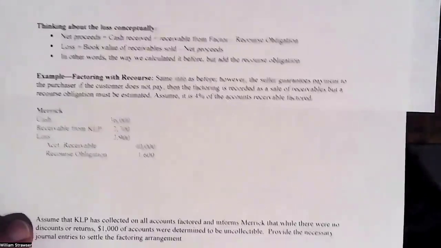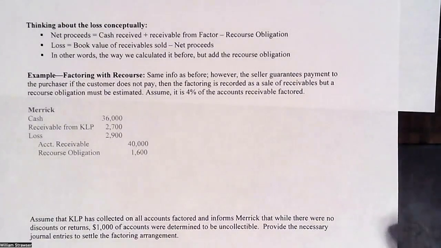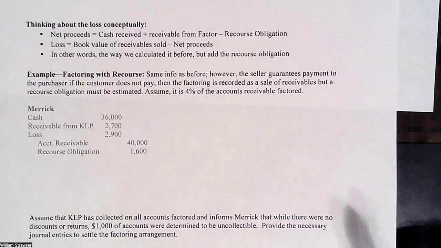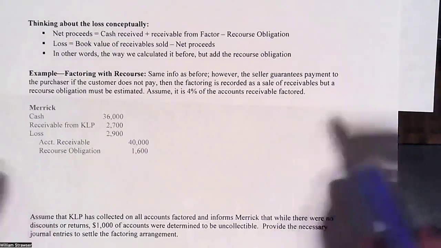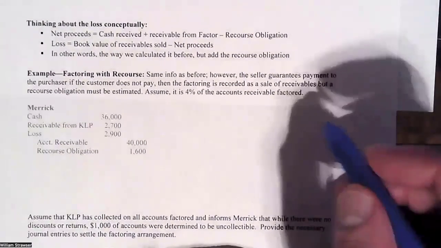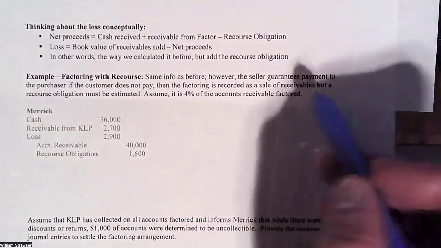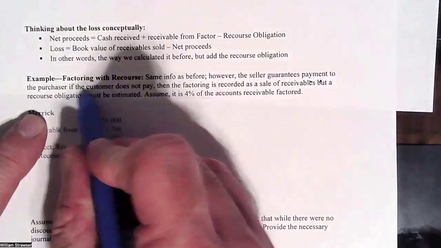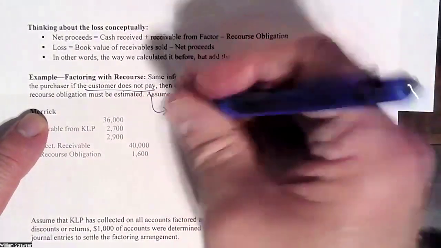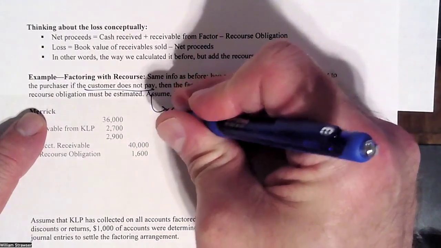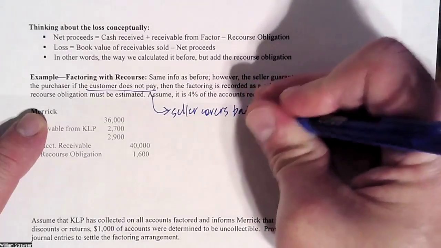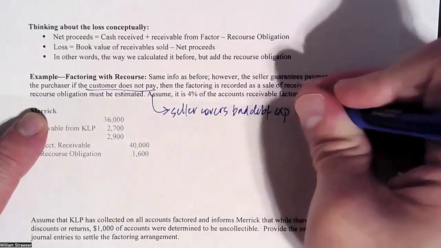So let's look at the same players in a different example. And we'll talk about the loss when we record it down here. So same information as before, but all we're doing now is adding the recourse obligation to this piece. The seller guarantees the payment if the customer doesn't pay. So basically, this is the statement assessing recourse. So the seller covers bad debt expense, which means recourse.